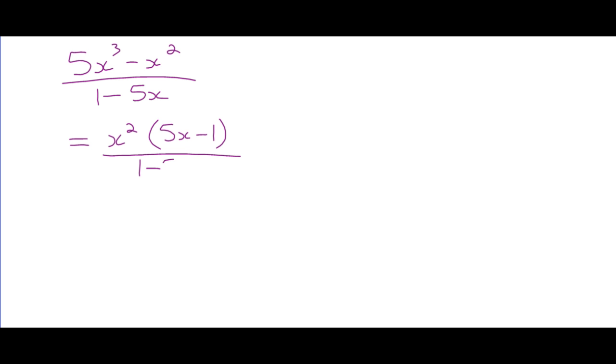Okay, on the bottom. Okay, it's factored, state the restrictions. What's the restriction? What x can't be? Just 5? So 1 minus 5x equals 0. Negative 5x equals negative 1. X equals what?